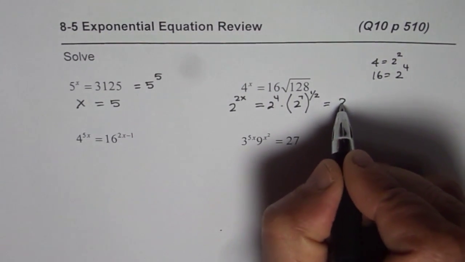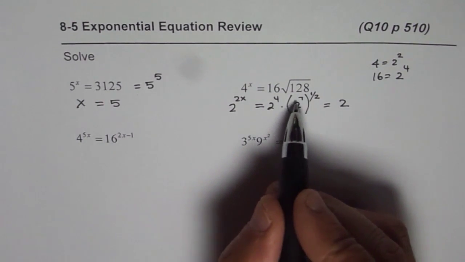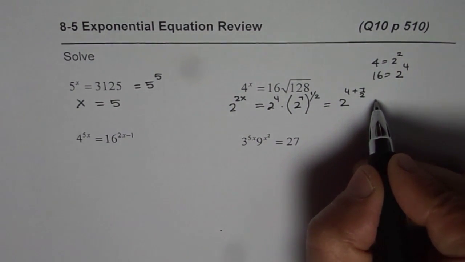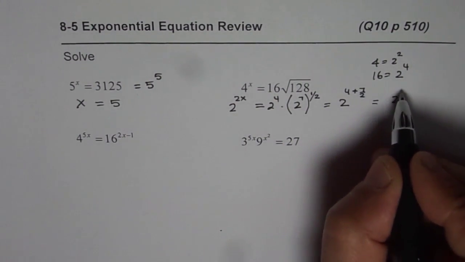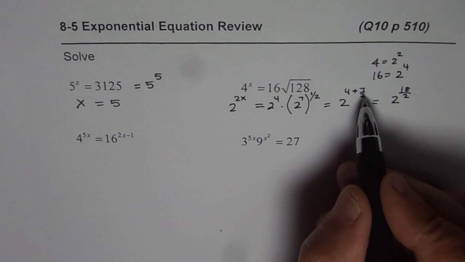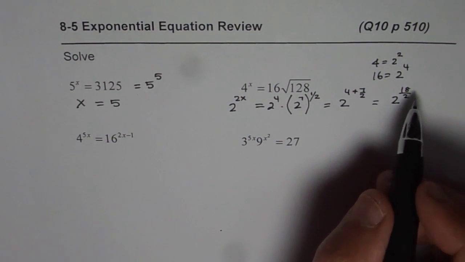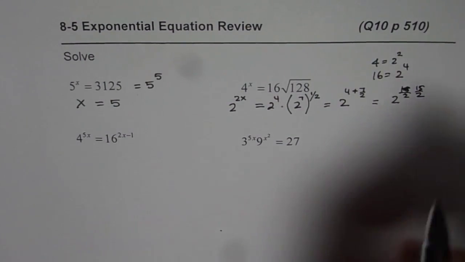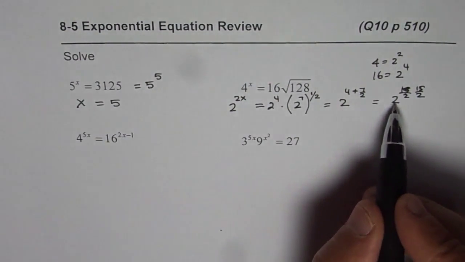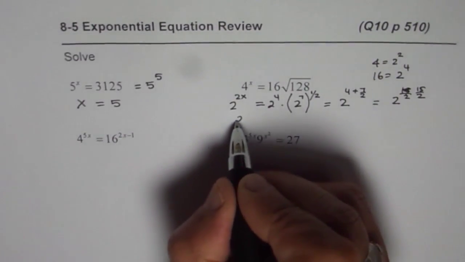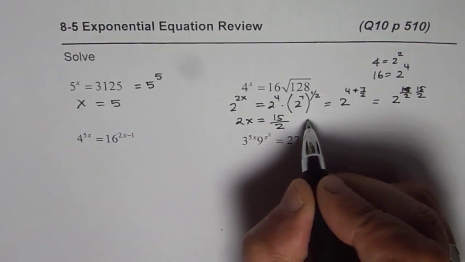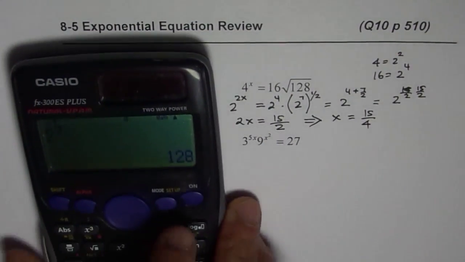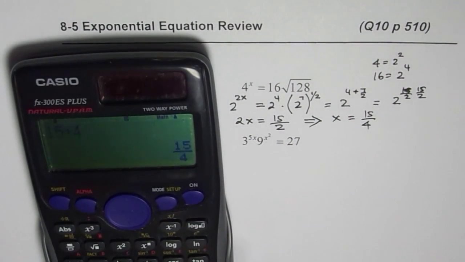So you could write this as 2 to the power of 4 plus 7 over 2, because when you multiply with the same base, the exponents get added up. Which is 2 to the power of 15 over 2, since 8 plus 7 is 15. You could write it in decimals also, 7.5, but let me show you in fractions. Now that means 2 to the power of 2x is 2 to the power of 15 over 2. Compare the exponents. That means 2x equals 15 over 2, which implies x equals 15 over 4. So that is the answer. You could also convert 15 divided by 4 to decimals, so it is 3.75.